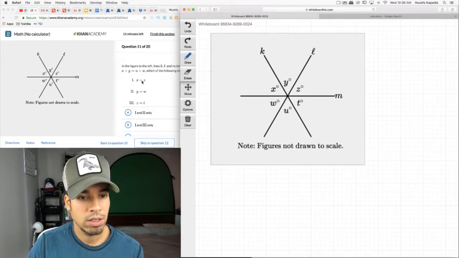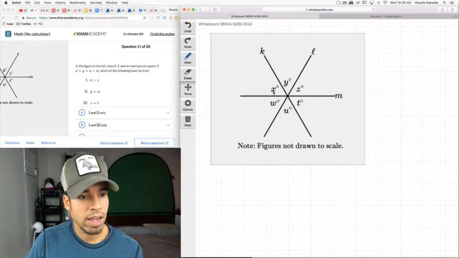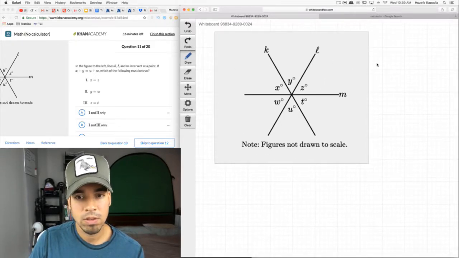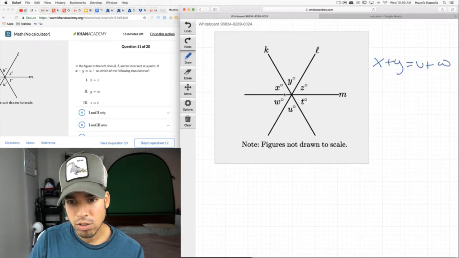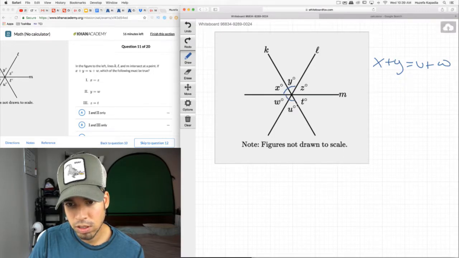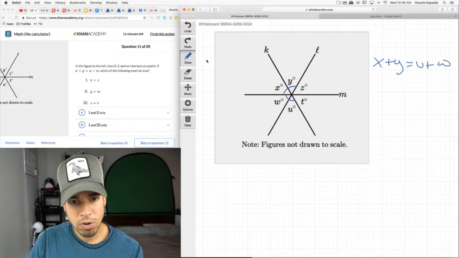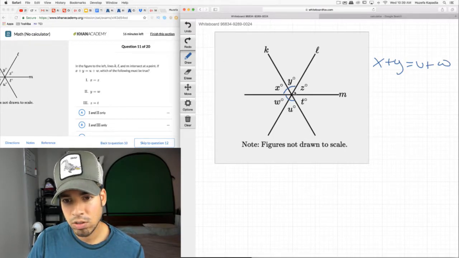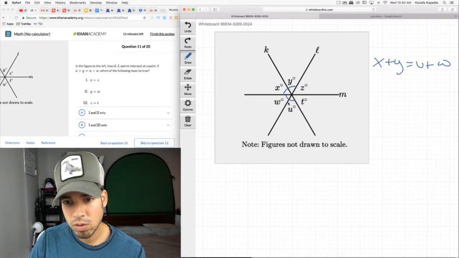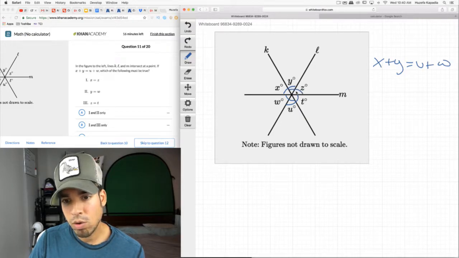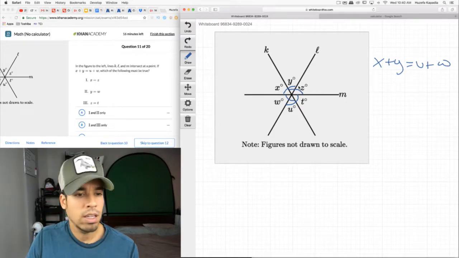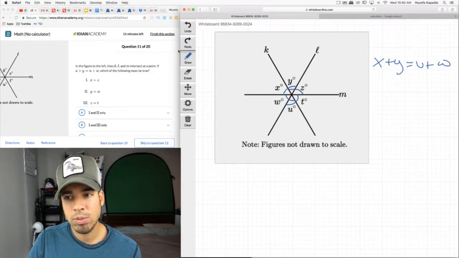Okay, so let's see, what do we know? x plus y equals u plus w, so that means this angle is equal to this angle. From vertical angles, I also know that this angle must equal, see, this is a vertical angle with this angle. So that one's also equal. This one's a vertical angle with this one. So all of these angles are equal. And then they're trying to extract whether we have x equals z, y equals w, all this stuff.